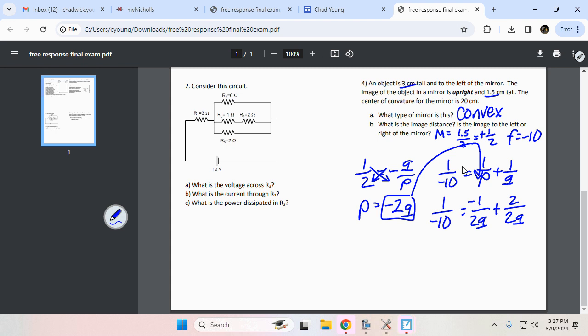Notice that's the same as 1 over Q. And then I get 1 over negative 10 equals 1 over 2Q. That means that Q is equal to negative 5. To make this denominator 10, this negative 10, this has to be negative 5. Okay? So Q is equal to negative 5. That's the image distance. And because it's negative 5, that means it's opposite the object. So that would be on the right side of the mirror.